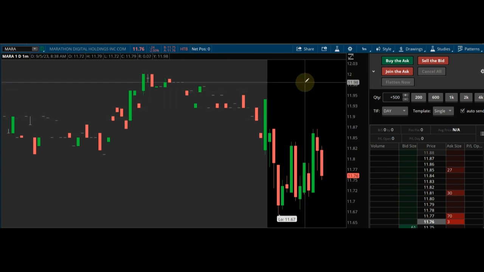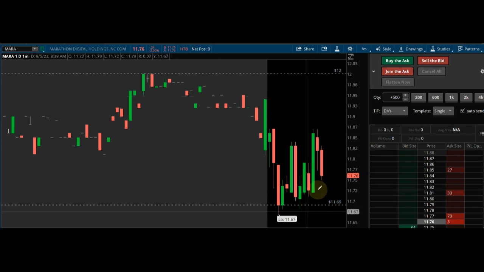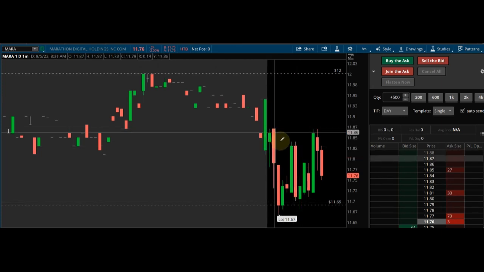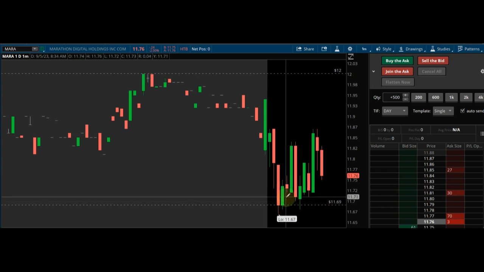The way I like to start is I like to mark out the high of the pre-market and the low of the open. So this line up here would be a resistance line because the stock price could not break through it, which is an important level. And down here, as the stock price fell at open, it found support, couldn't break through it, and moved upwards.